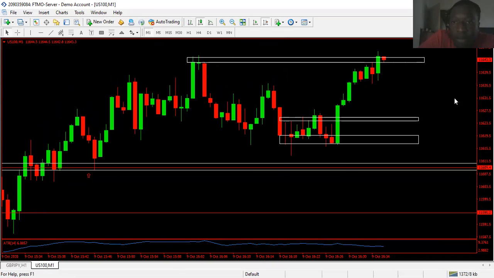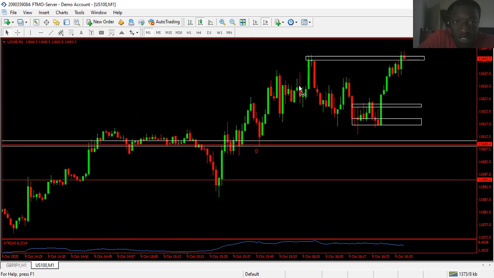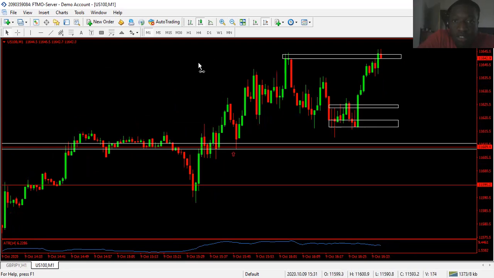And remember, price might have a difficult time to just blow through. It's possible. Sometimes it might be easier. Price could just fly out of that zone. Because remember, it's a key level. It's a key level of resistance.